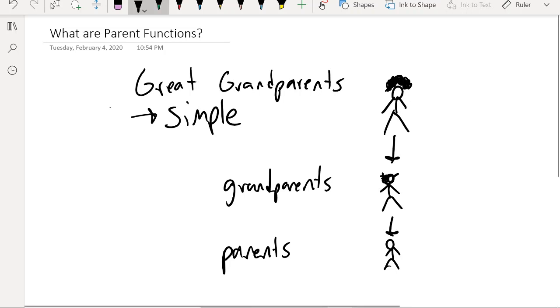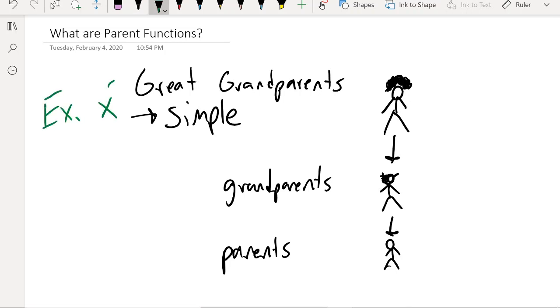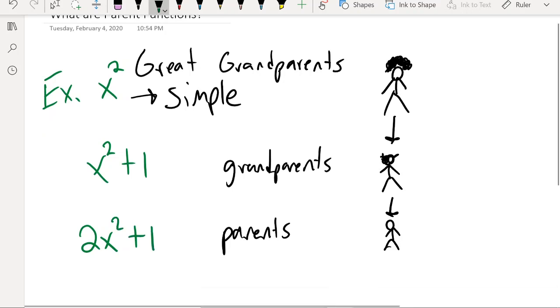So an example would be x squared, right? X squared, pretty simple. But then if I add 1 to it, right, it's a little less simple. It's not a parent function anymore. And then I could make it even more complicated if I add a 2, or technically here, multiply by 2. So like 2x squared plus 1.